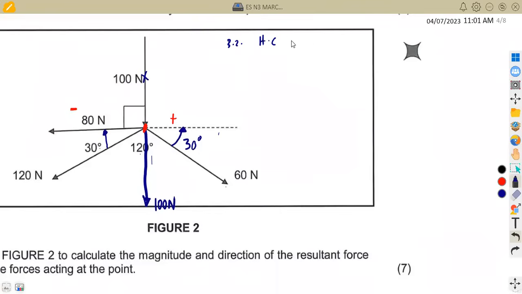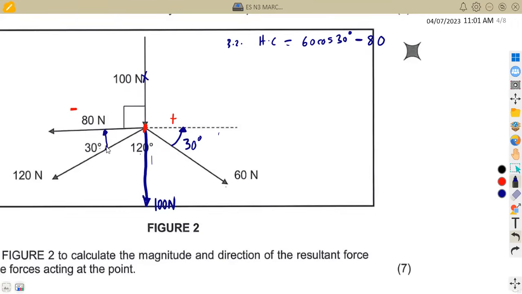So this is going to be equivalent to 60 cos 30 degrees. Horizontal components, they use cos theta. So that's 60 cos. And if you check on the left side, we have got 80 Newton, which is a straight horizontal. There's no adjustment that we can do there. So that's minus 80.